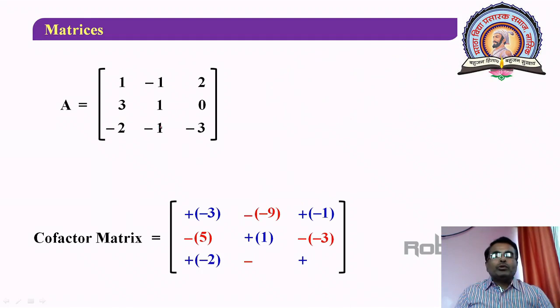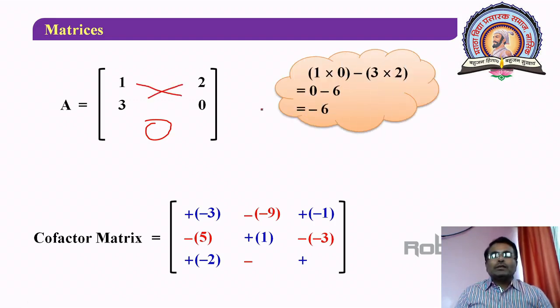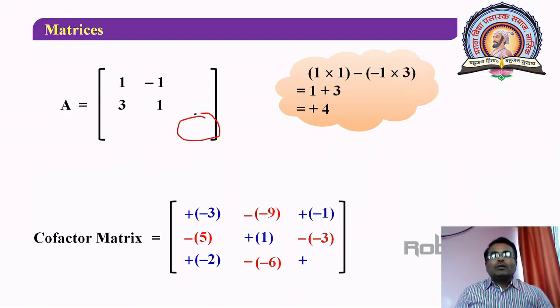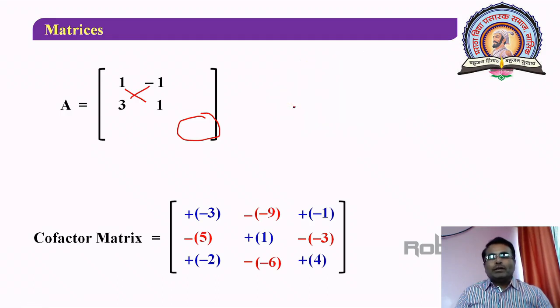In the next step you want to find the minor of this element, that will come by disappearing this row and column, and you have to consider 1 into 0 minus 3 into 2, isn't it? So that is minus 6. So minus 6 will appear here, and at the last position you have to consider minor of this. For that the last row and last column disappear, and you have to consider the product of these elements minus product of these elements. So you will get plus 4, that will appear here.